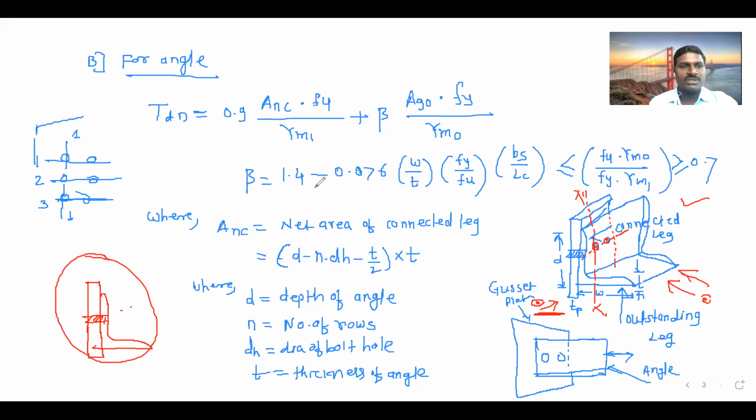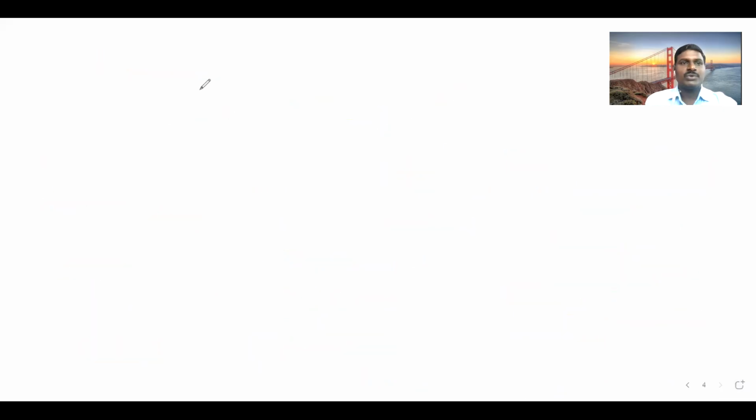Have you drawn all the sketches? Have you written all that I have written on this particular slide? Is your writing over? Yes, sir. Yes, ANC is over. Now we have to go to AGO. Okay, so next is the AGO.